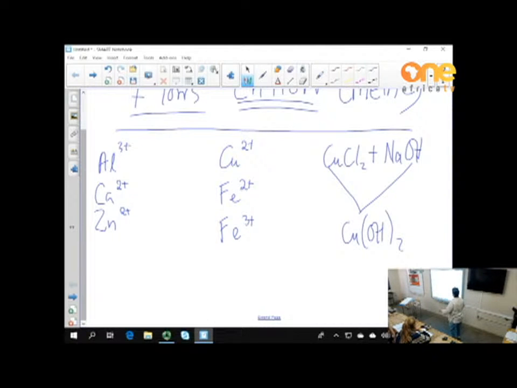Now, the same thing happens with all of the metal ions. So, the first reagent that I use to test for my metal ions would be to add a few drops of sodium hydroxide. There's a reason why it's a few drops.